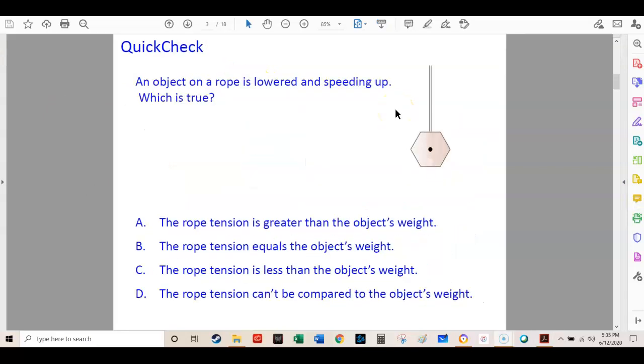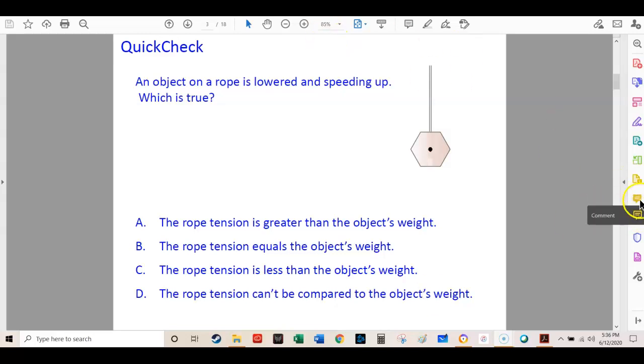Here we have a problem where we have a rock that is being lowered, but it's speeding up as it's being lowered, okay? So, given that this rock is speeding up as it's being lowered, what can you say about the rope tension? Is the rope tension greater than the object's weight? Is the rope tension equal to the object's weight? Is the rope tension less than the object's weight? Or can the rope tension not be compared to the object's weight? Which one of these choices do you believe is true? Please pause the video and make a selection.